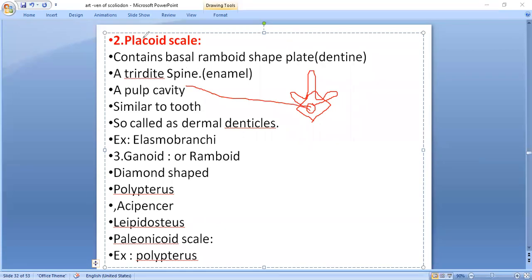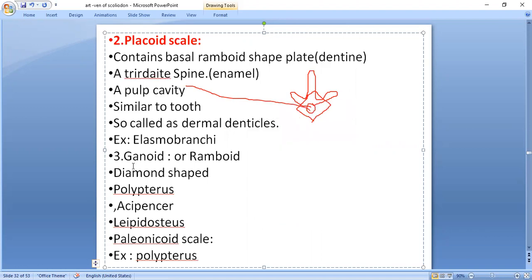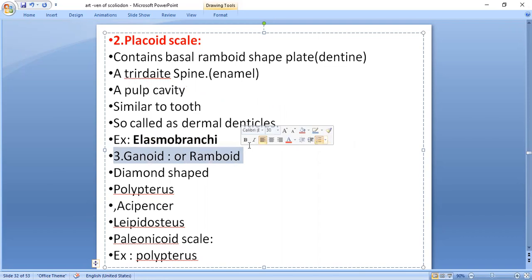This is called the triradiate spine. Their structure contains enamel and dentin, so they are generally known as dermal denticles. The example is exclusively elasmobranch fishes. Elasmobranch fishes have the important feature of having placoid scales. No other fish contains this kind of scale.